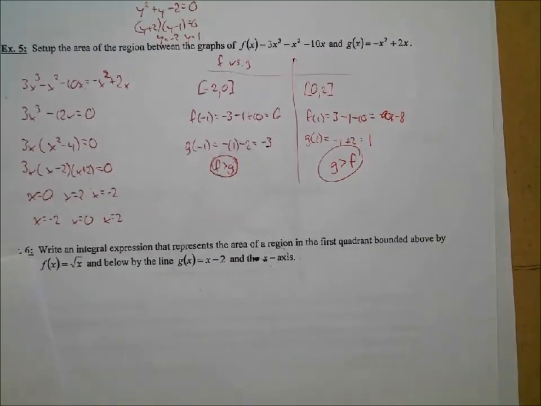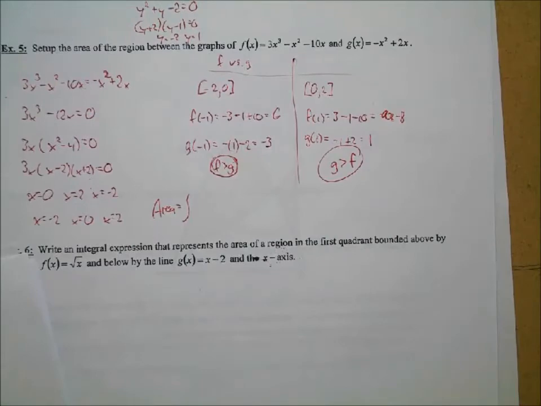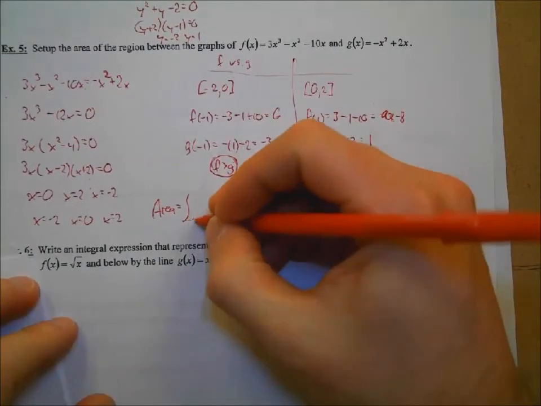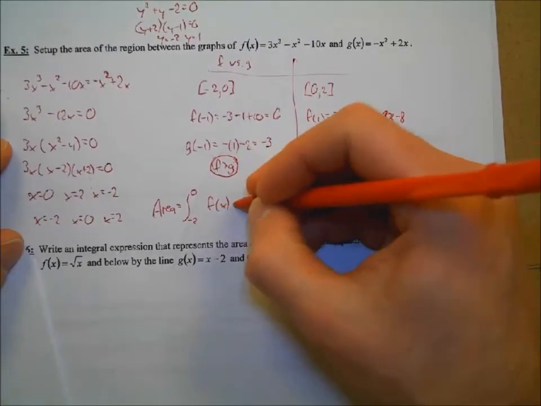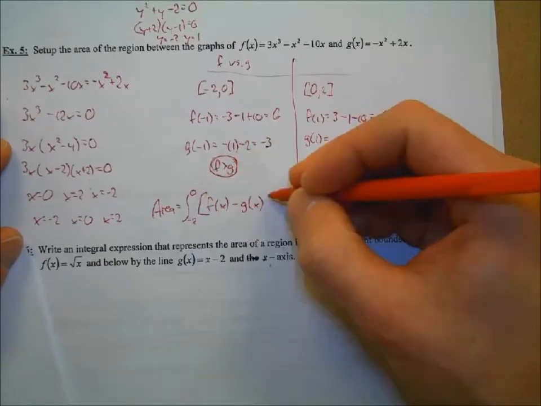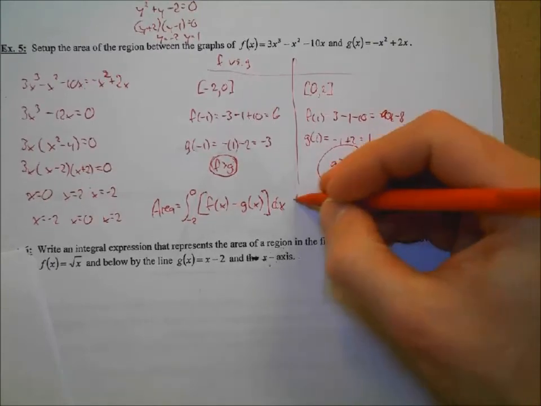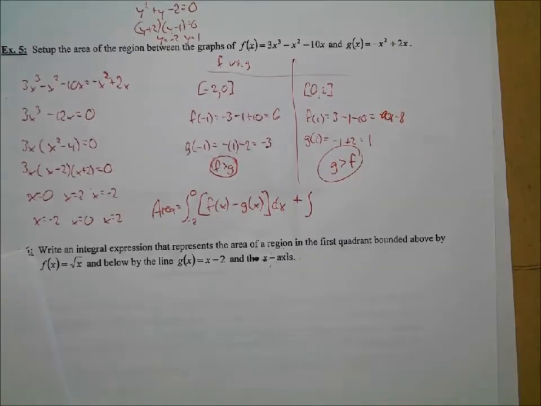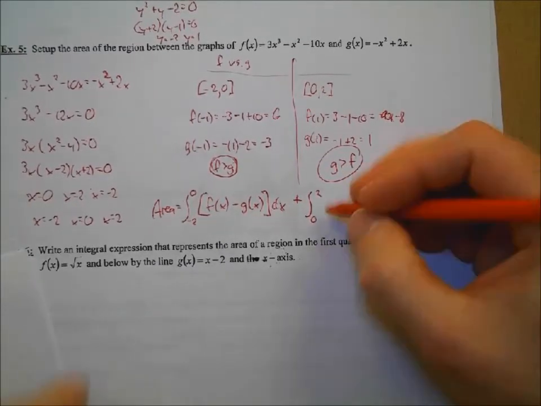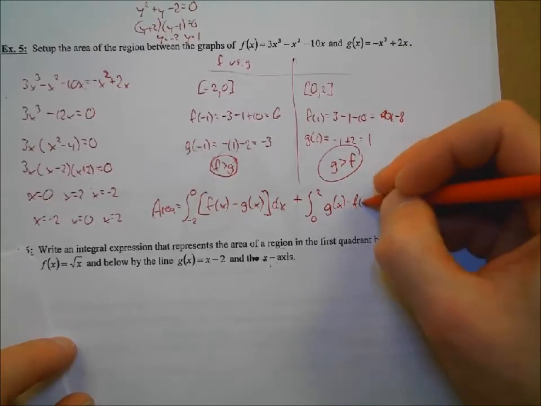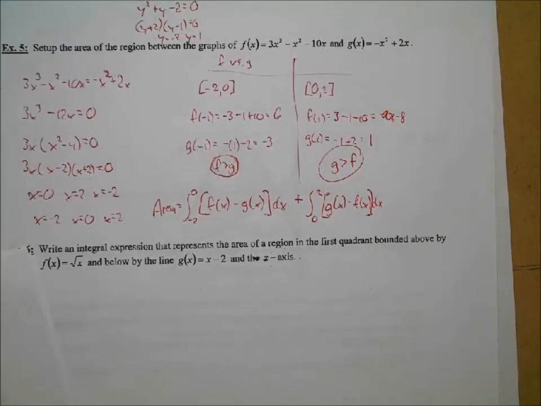And so our area will be the integral from what to what? -2 to 0 for that first region of, and I'm just going to write, if you'll permit me here, rather than writing out the entire function, I'll just do that. And then plus the integral from what to what? 0 to 2 of what? G minus f now. Okay, just like that. G minus f, yes.